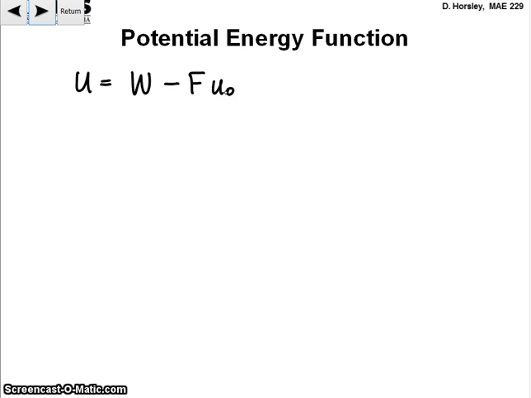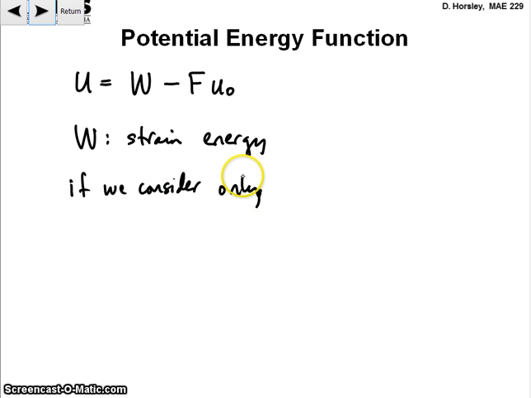And then what we're going to do, and so W here is the strain energy. If we consider only W equals the bending strain energy, then eventually we're going to get a linear spring constant.